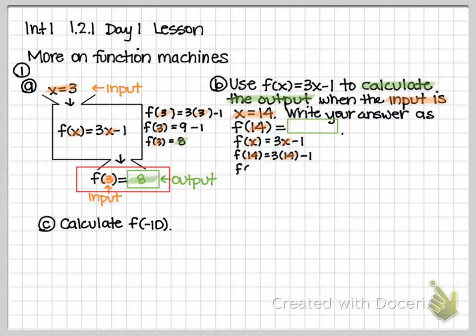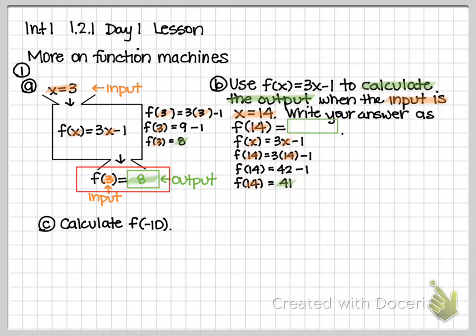So f of 14. Now, obeying order of operations, we're going to multiply the 3 and the 14. That's going to give us 42. Drop the minus 1 down, because we haven't done that yet. Carry the notation with us. And then do the work. Once we get a final answer, that is the output.